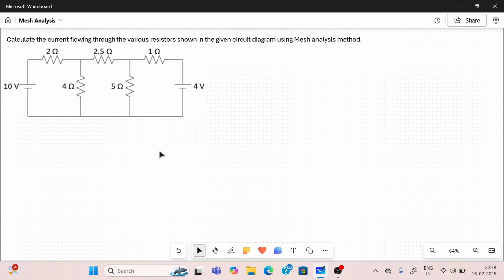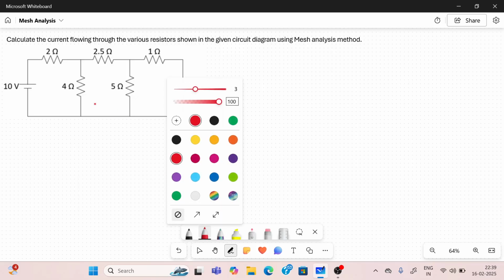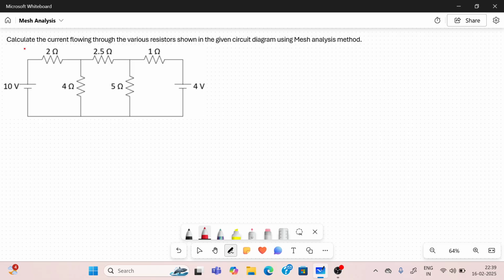First, you should identify the number of meshes. Before identifying the meshes, you should give names to each node point. I will name the node points A, B, C, D, E, F, G, and H. So I have listed the names for the nodes.